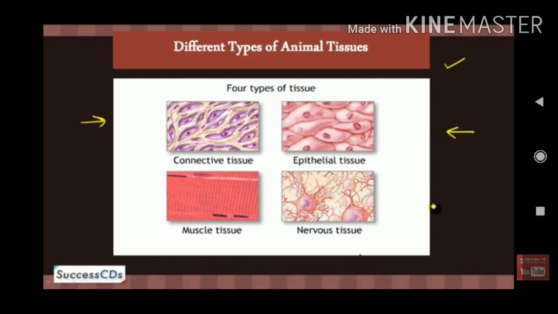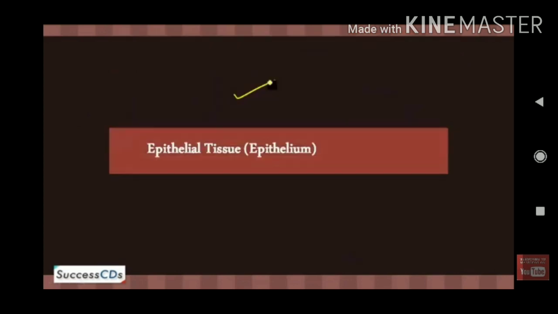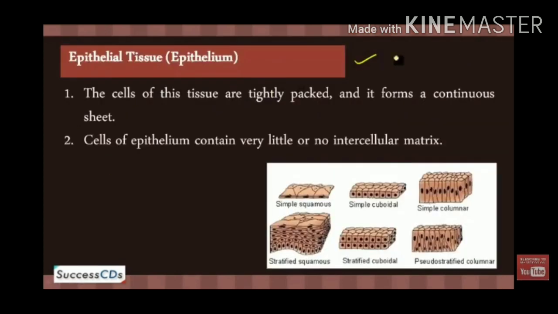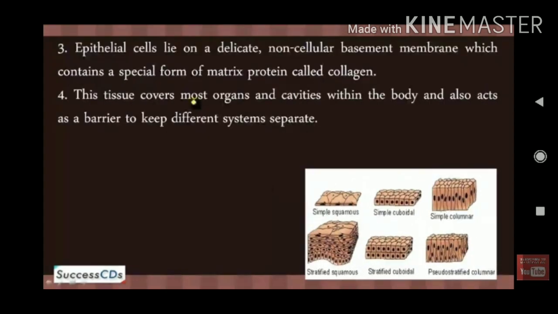First we will discuss the epithelial tissue. Epithelial tissue is the protective tissue and covering of the animal body. In this tissue, the cells are tightly packed without any intercellular spaces. Here the cell is separated from the other tissue by means of the basement membrane. The continuous tissue looks like a sheet.